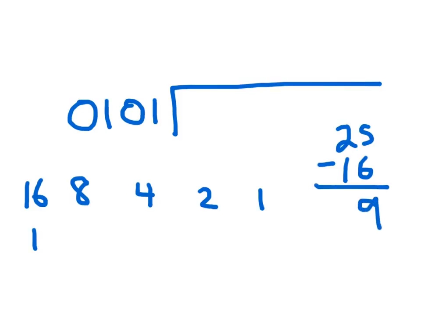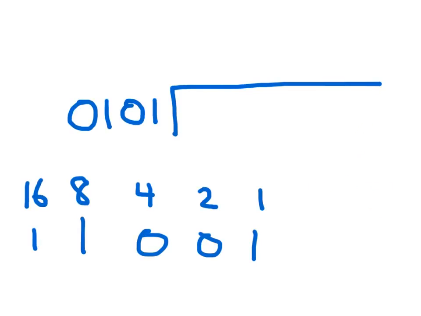So all we have to do now is, with the binary digits we have left, make 9. So 8 and 1 makes 9. And so 16 plus 8 plus 1 makes 25. And so our binary number is 11001 in order to be 25. So we can go ahead and write 25 here, like so.